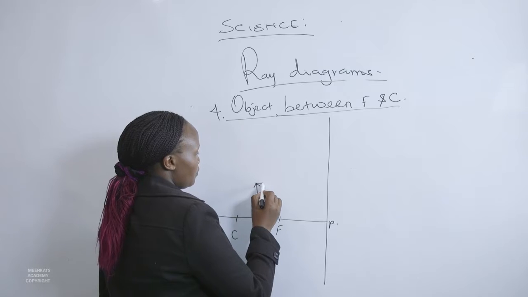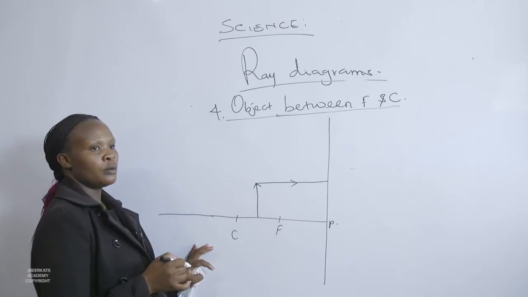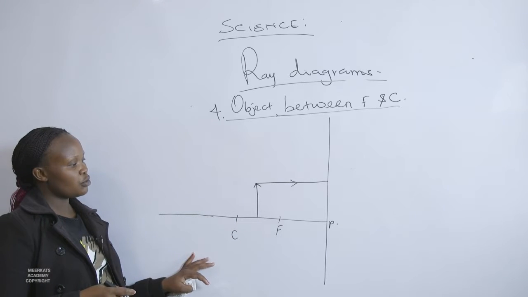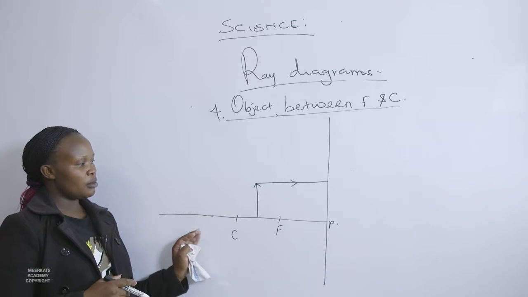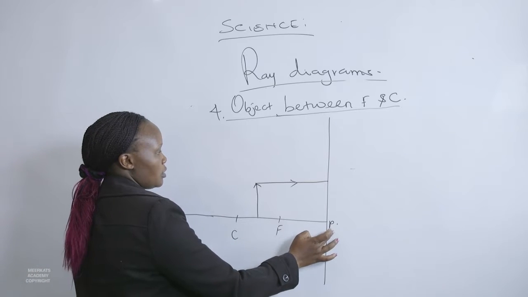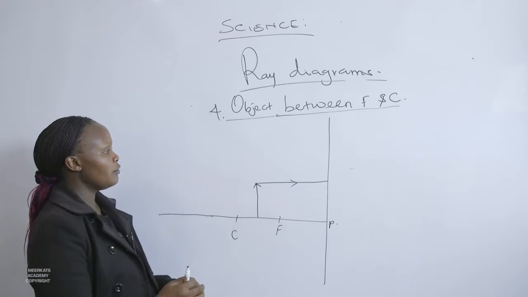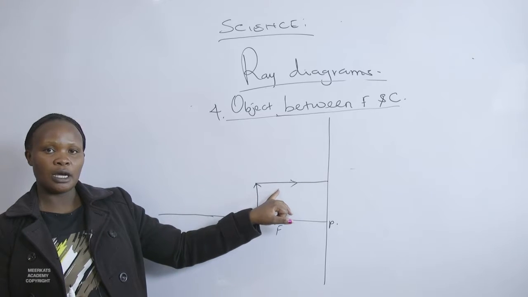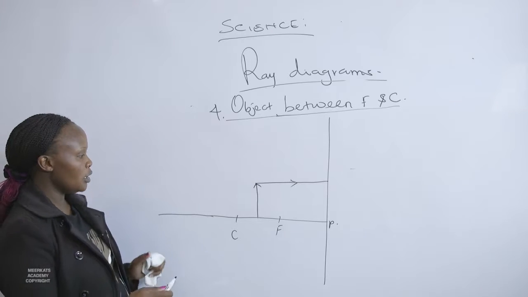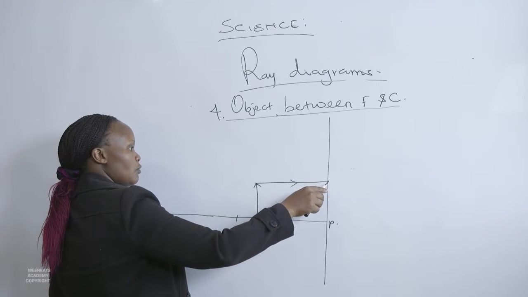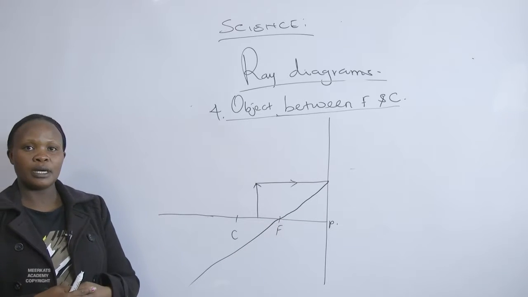Consider this ray. We consider a ray that is actually parallel to the principal axis. Remember, this one is our principal axis. Then we have our object between C and F. Therefore, we want to find out this ray, how is it going to be reflected? And we noted that it's going to be reflected to pass through F, like that.